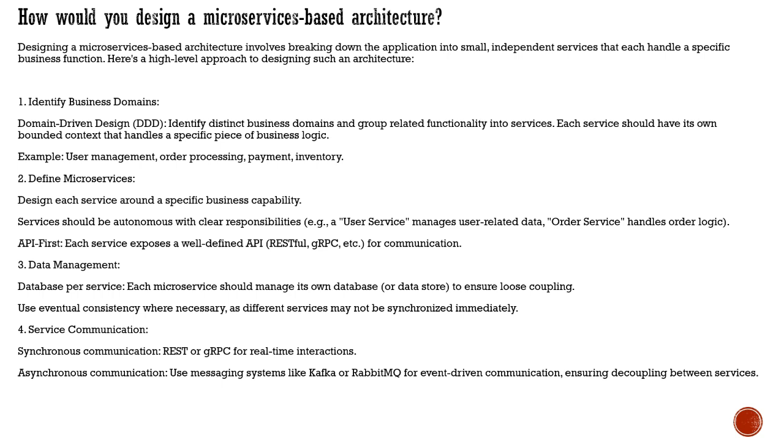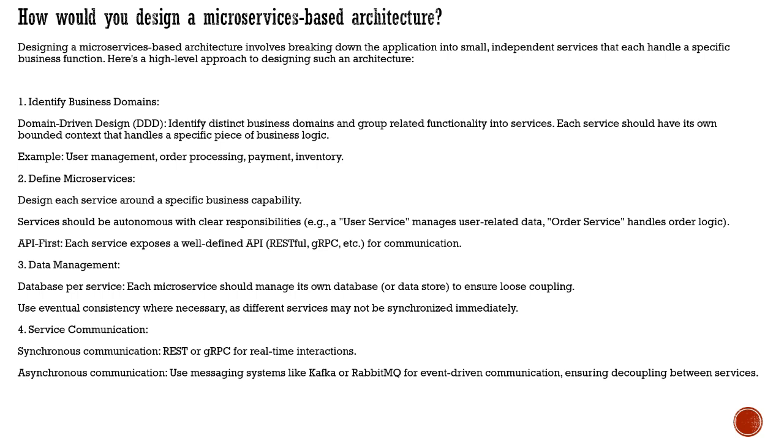Now, service communication. Communication happens over REST or gRPC for real-time, synchronous calls. But for asynchronous communication, when you are not worried about an immediate response, or you are publishing certain data and some action will be taken later, you can use Kafka as a messaging system, or RabbitMQ, which is used for event-driven architectures.